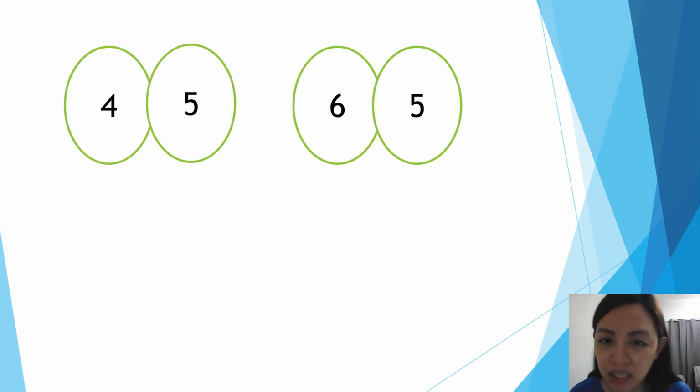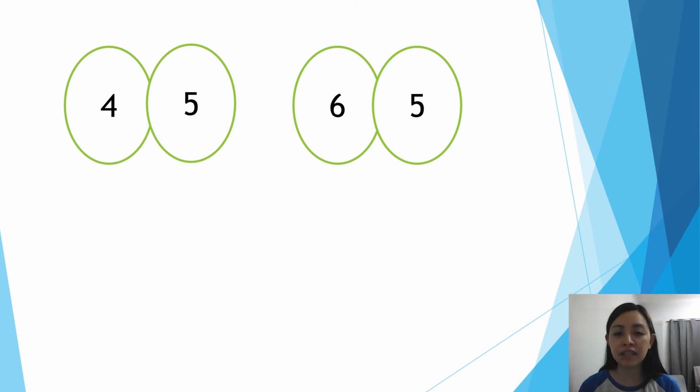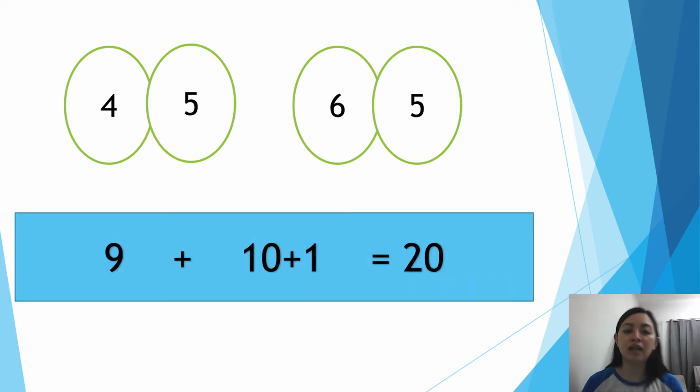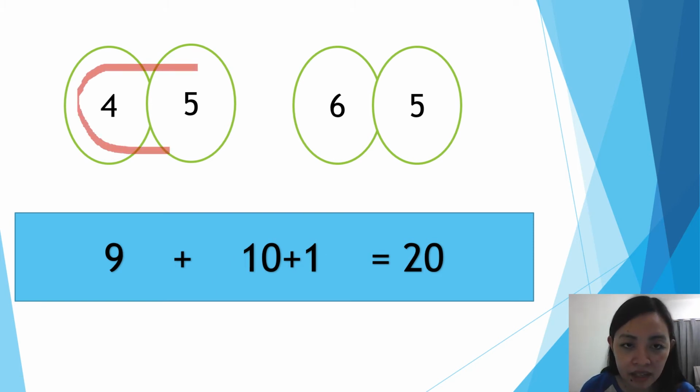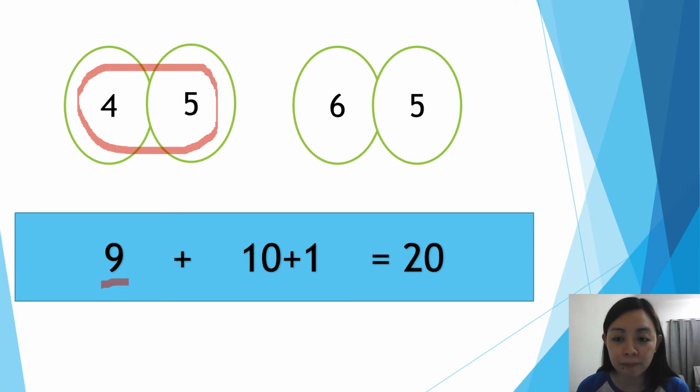Okay, I have here some ovals, and then each oval has numbers, okay? So 4 and 5, and then 6 and 5. Let us see, once we add the following, okay, what will be the sum? Okay, so if I'll be adding 4 and 5, it will become 9. And then, so I write 9 because it's not more than 10. So I will not do tens and ones in the place value.